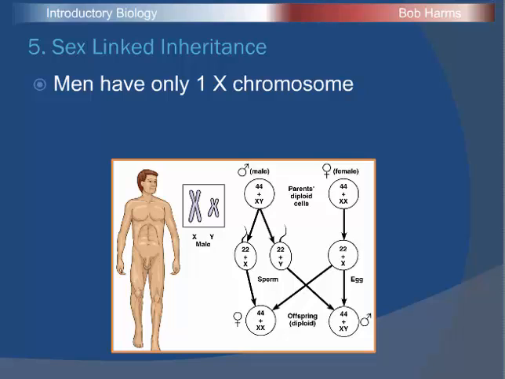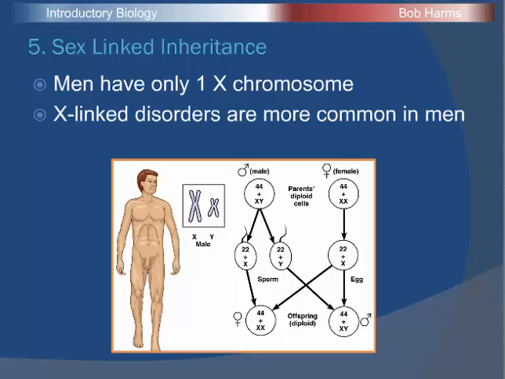And so if a man were to inherit an X chromosome with the disease allele, for example, that man would have that disease because he only has 1 copy of it. Even if it's recessive, it's going to show up. And so X-linked traits, especially X-linked genetic disorders, are going to be much more common in men than they are in women. And they're always going to show what's called a maternal inheritance pattern.